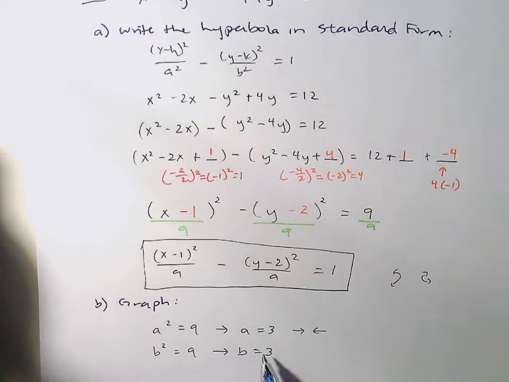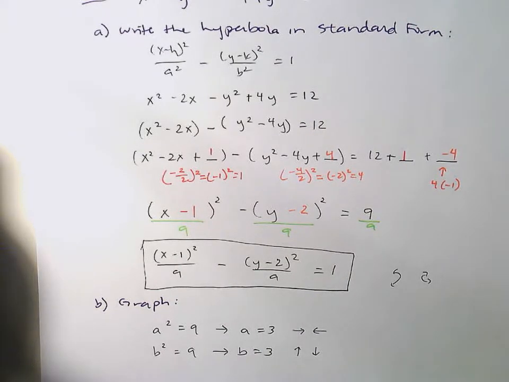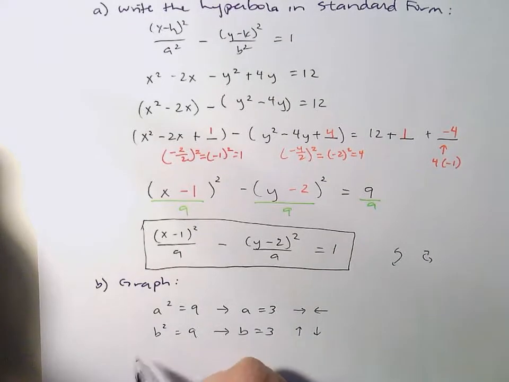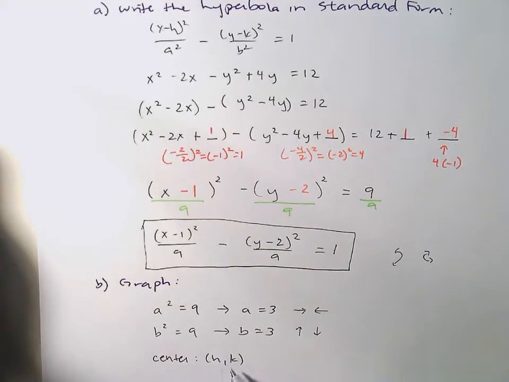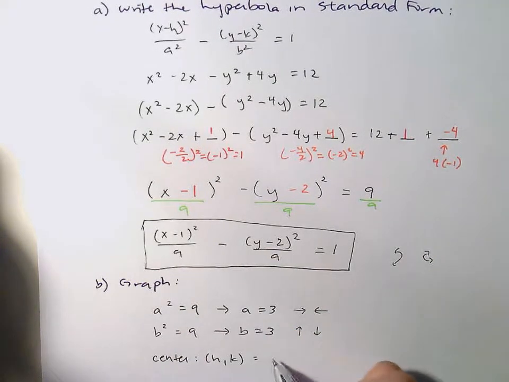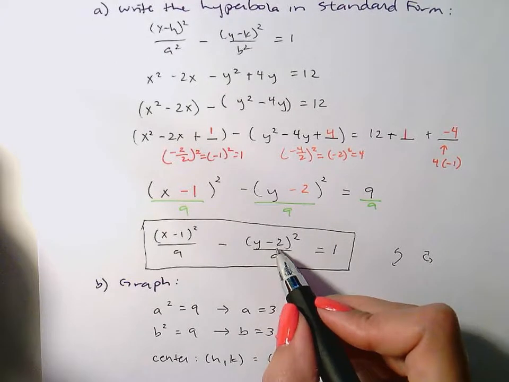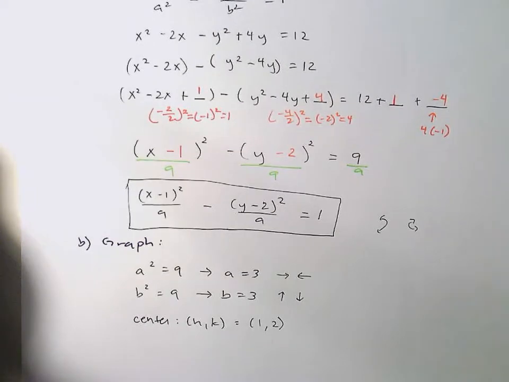And for b equals 3, that means I'm going to go up by 3 and down by 3, and that's because it's under the y's. So for the center, this is (h, k). Remember that the h always goes with the x's. In this case, we have a negative 1. You make it opposite, and that gives me a 1. The k is with the y. That's a negative 2. You make it opposite, and that gives me a 2. So let's go ahead and use this information to graph it.